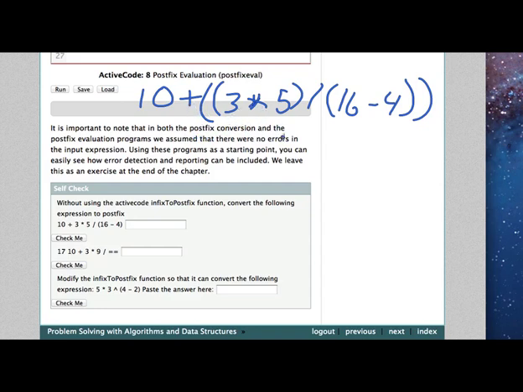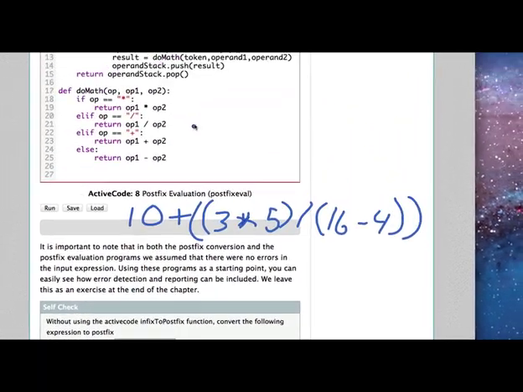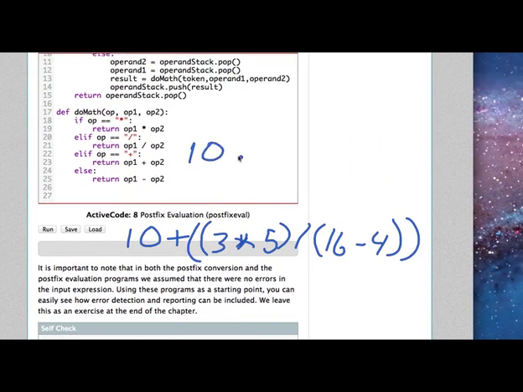Okay, so the thing to remember when we're converting from infix to postfix is that the order of the operands doesn't change. It's the order of the operators that is going to change. So when we write this out, we're going to write 10, 3, 5. Okay, so here's our first right paren, right? So we want to actually compute that 3 times 5.